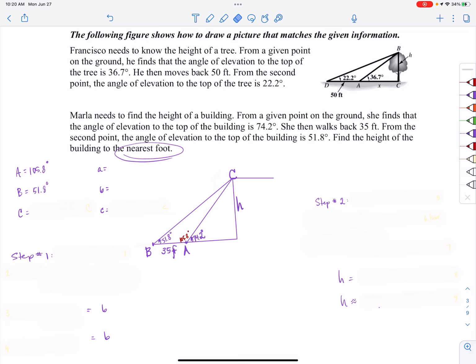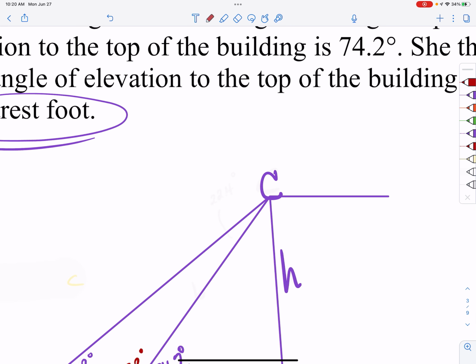Let's go ahead and fill that in on the chart. And then now I know 2 of my angles out of the 3 angles, and so it's really easy to find angle C because that's just going to be 180 minus the 2 existing angles. And so when I do that, I'm going to get an angle C value of 22.4 degrees.